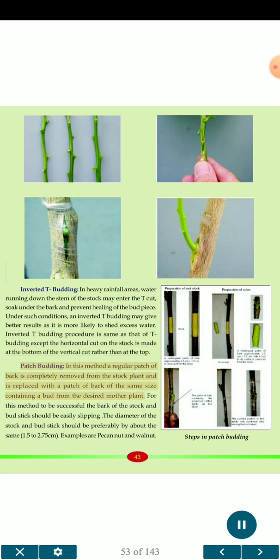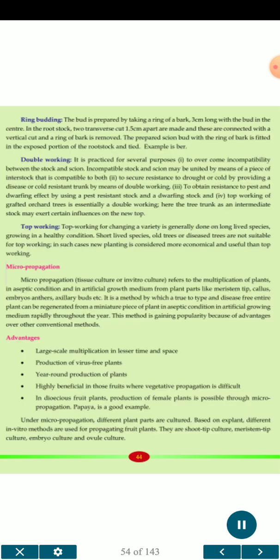Patch budding. In this method a regular patch of bark is completely removed from the stalk plant and is replaced with a patch of bark of the same size containing a bud from the desired mother plant. For this method to be successful, the bark of the stalk and bud stick should be easily slipping. The diameter of the stalk and bud stick should preferably be about the same, 1.5 to 2.75 cm. Examples are pecan nut and walnut. Steps in patch budding.